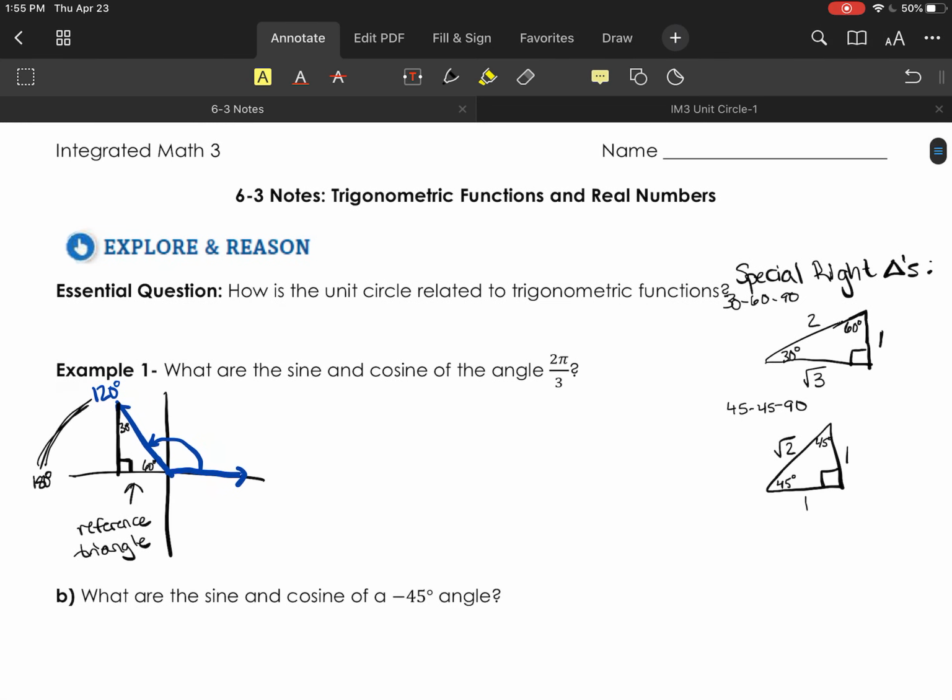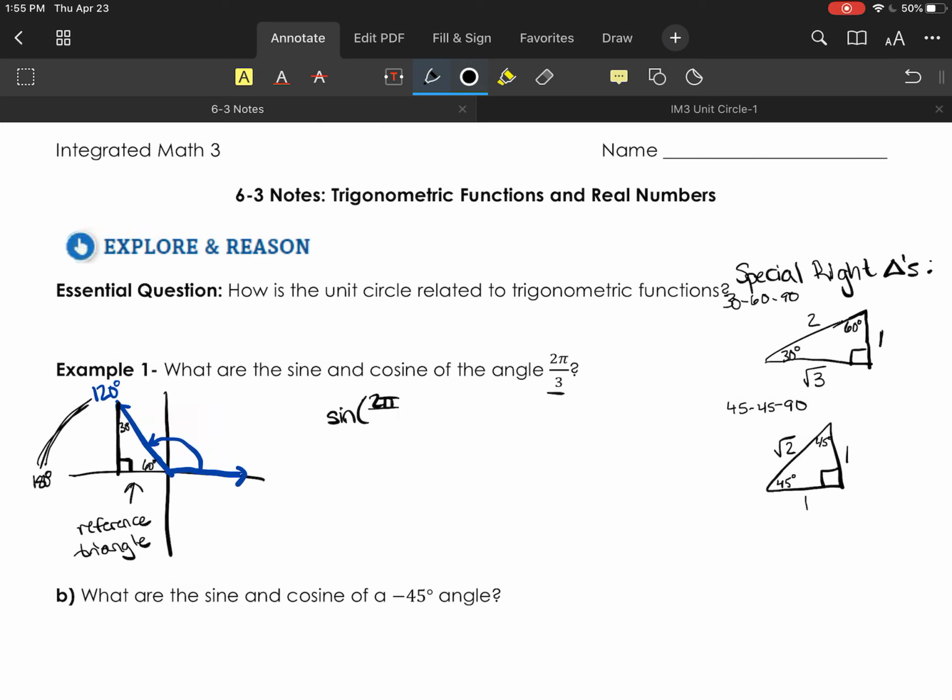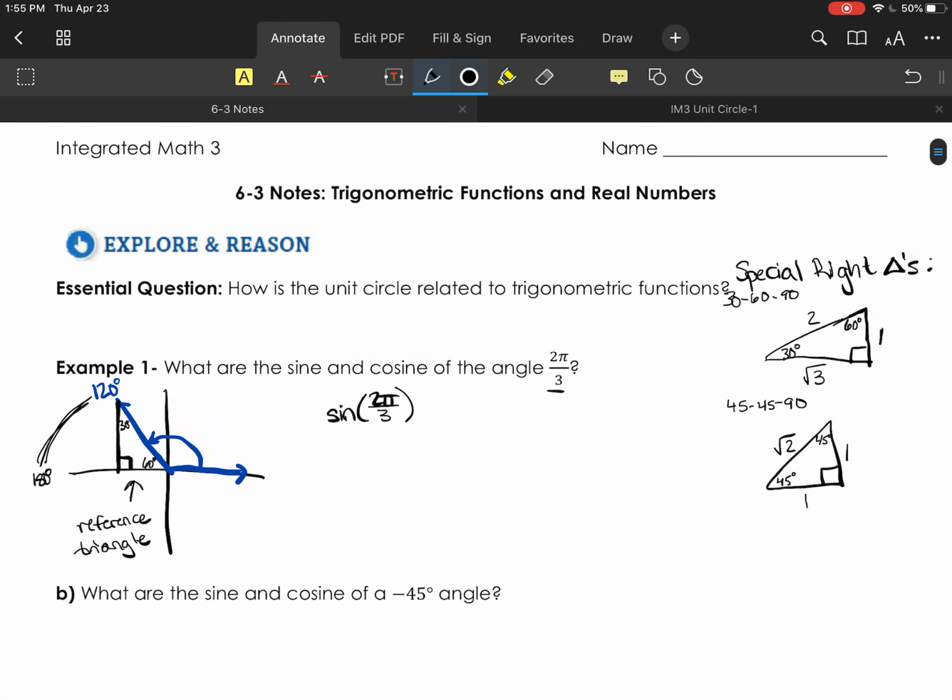So, thinking about that now. Now, it says, what are the sine and cosine, okay? So, first of all, I'm going to start with my sine of this angle, 2 pi over 3. I'm basing that off of this 60 degree angle. Let me highlight it. This 60 degree angle here, my reference angle, okay?